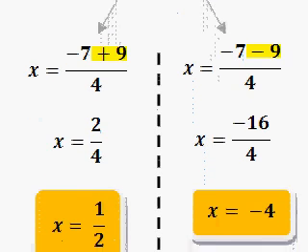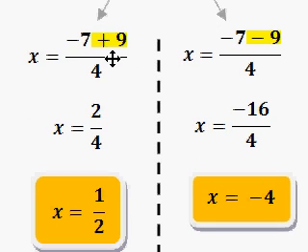What happens if I try to simplify this? Well, -7 plus 9 is 2. So this becomes 2 over 4, because it's got 4 on the bottom. And this, 2 over 4, simplifies to half. So one answer is x equals half. And the other answer, well, we get that from simplifying this. -7 minus 9 is -16. And -16 divided by 4 is -4.